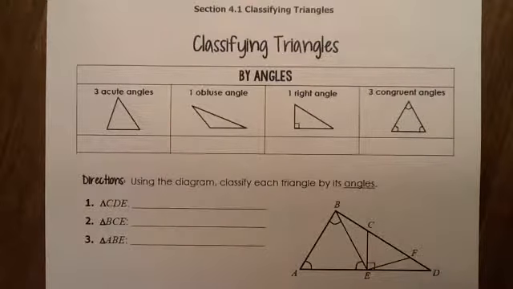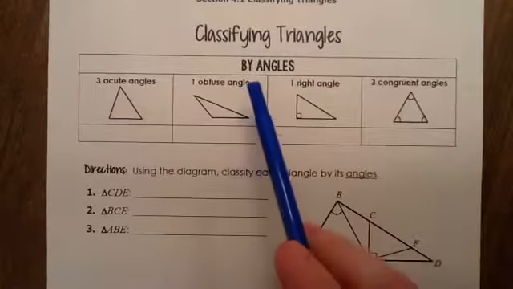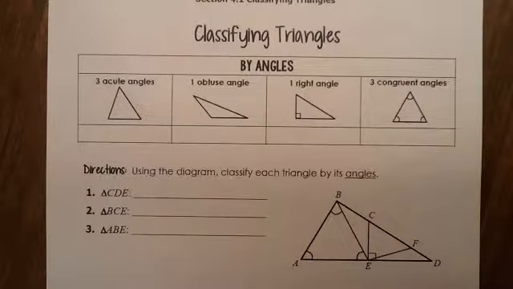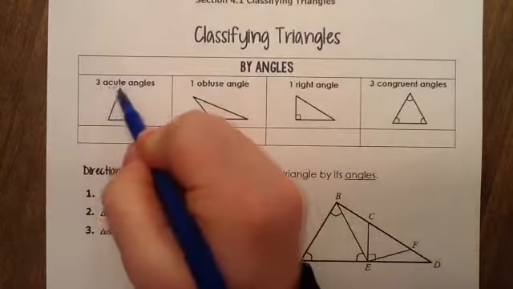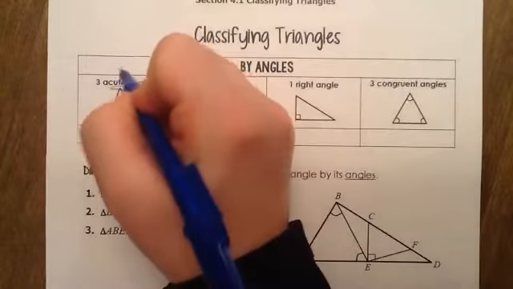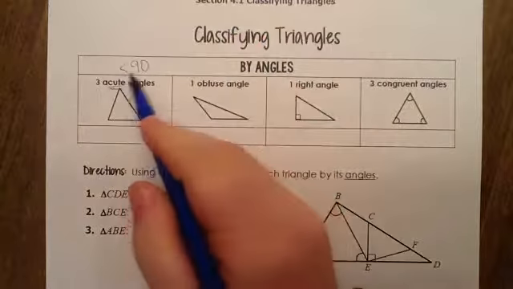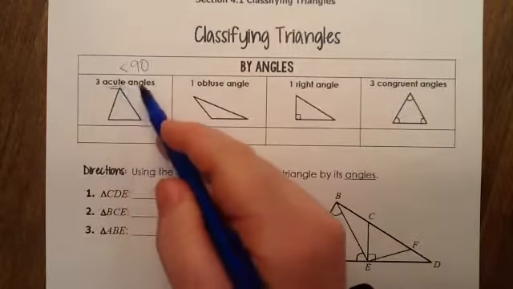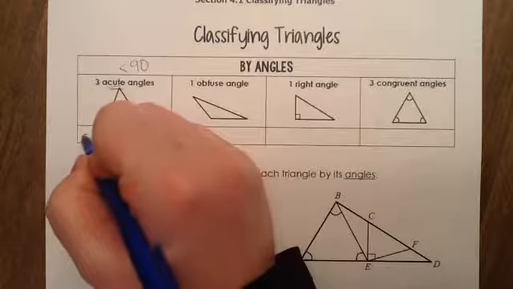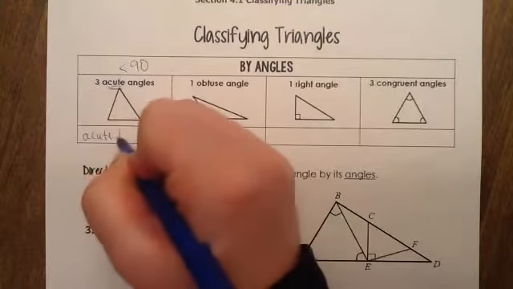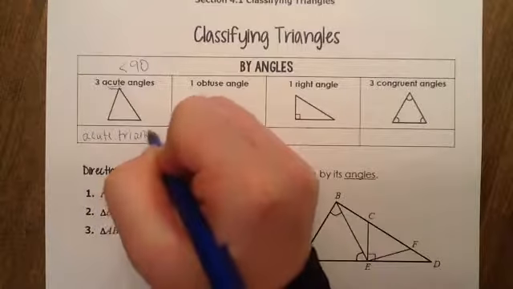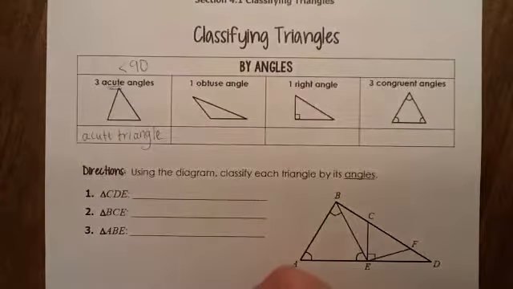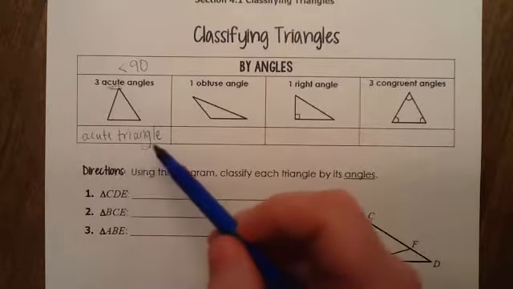Mathematicians. Today we are going to start a chapter talking about triangles. Today we are going to focus on just classifying them. The first way we can classify triangles is by their angles. Acute, remember, is less than 90. So if you have three angles that are less than 90, this is an acute triangle.